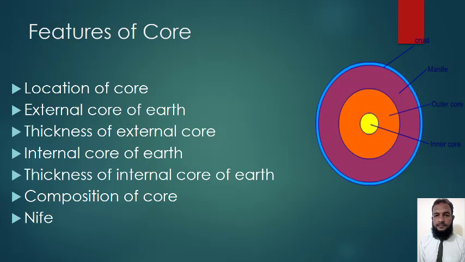Internal core is made of nickel and iron. It is also known as knife. Ni for nickel, and Fe for ferrous, and ferrous is the chemical name of iron. This name is derived from the initial two letters of nickel and ferrous. The internal core is in solid form. It is the heaviest among all spheres. Its thickness is 1220 kilometers.